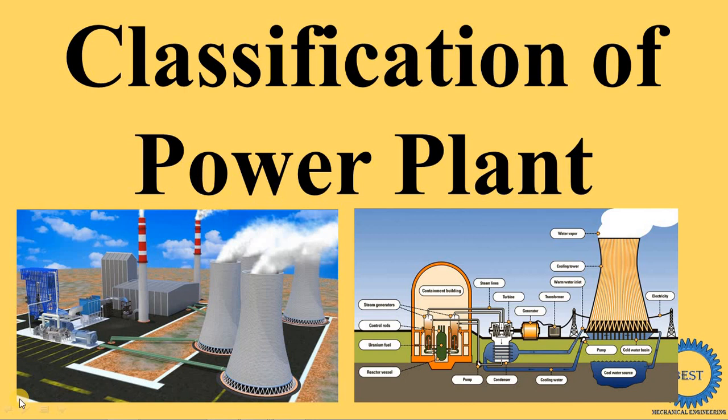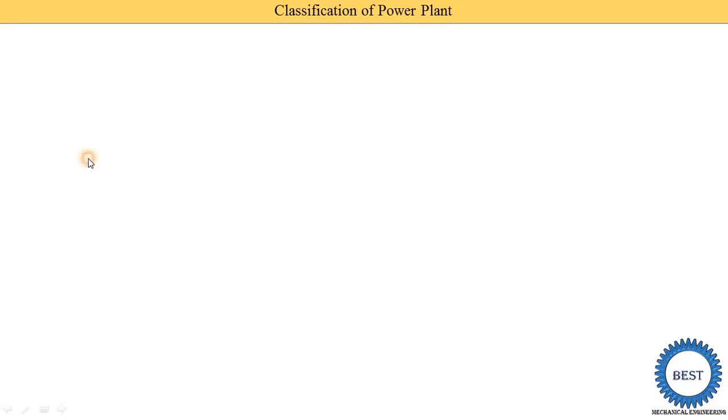In this video, I explain the classification of power plants, and I also explain in detail what a base load plant, peak load plant, central plant and captive power plant are. So the first classification is on the basis of fuel used. The first one is the steam power plant.